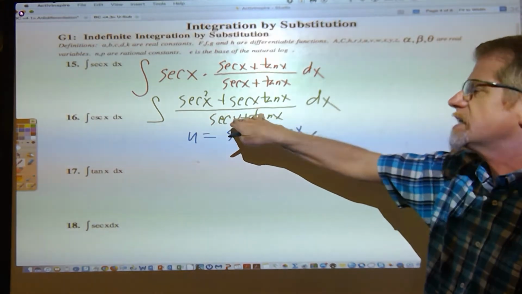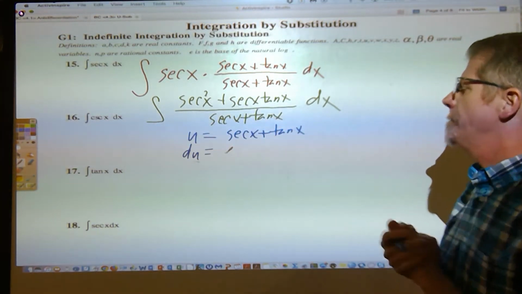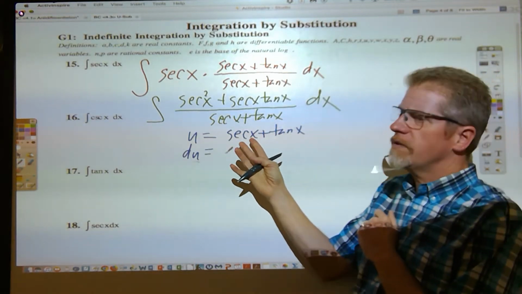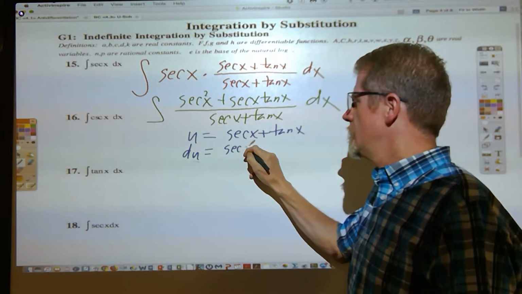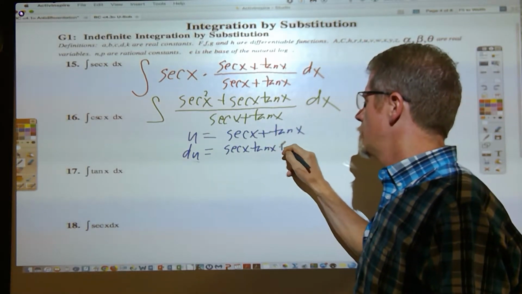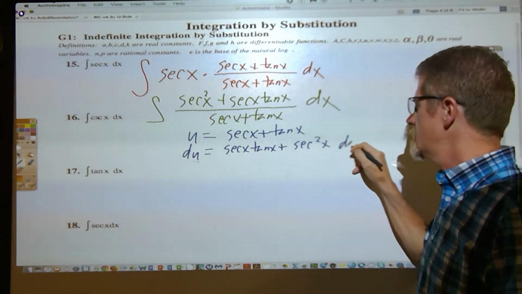Let's let u equal the denominator, in which case du would equal what, Shriana? What's the derivative of secant x? Secant x tangent x plus secant squared x. There's more. Oh, yes. Dx.